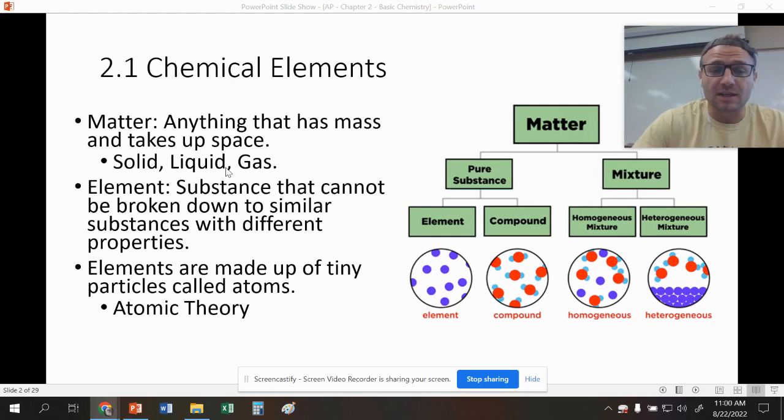Elements, these are substances that cannot be broken down further into simpler substances without changing their properties. So basically what this means is an element is going to be a substance that is very common among all elements, but there is some variability there, but you can't really break it down without changing its properties. Elements are made up of tiny particles called atoms. You should know about the atomic theory from chemistry, but basically elements are made up of atoms.